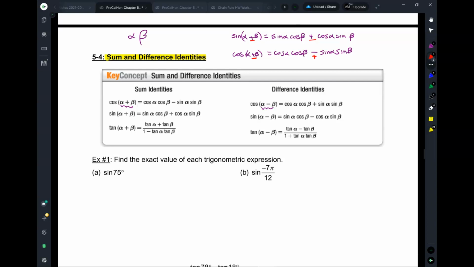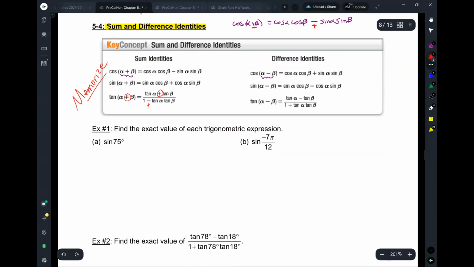Tangent is a whole situation of its own. You just have to look at the pattern, right? If it's tangent of alpha plus beta, it maintains the plus, so it's tangent of the first plus tangent of the second, and then it changes the sign here, and then it switches over there. You just have to memorize them. That's all. So memorize these. You will not be given them.